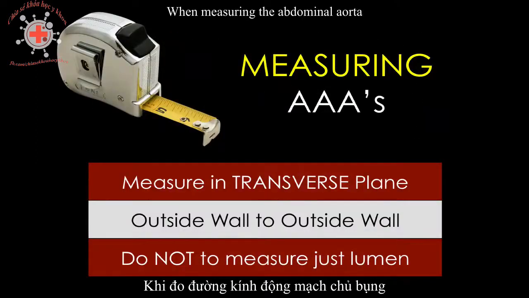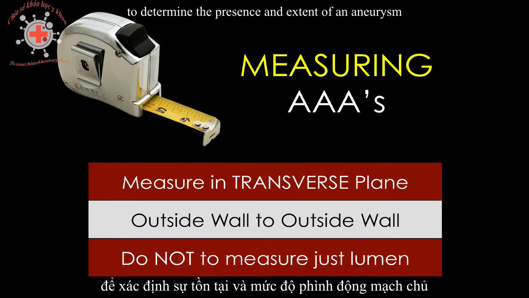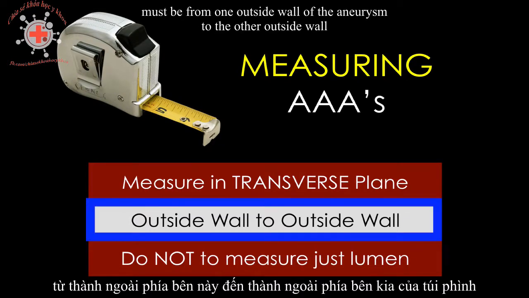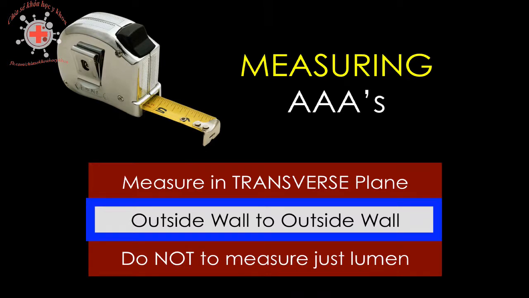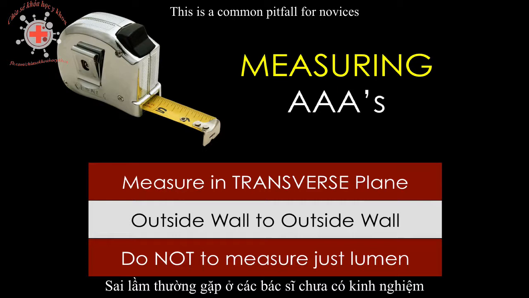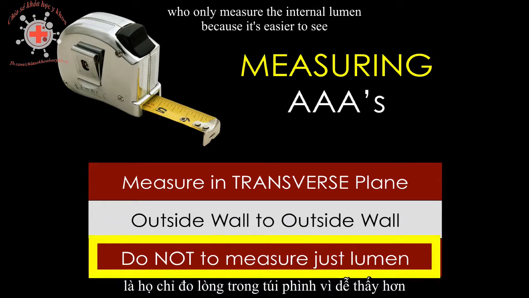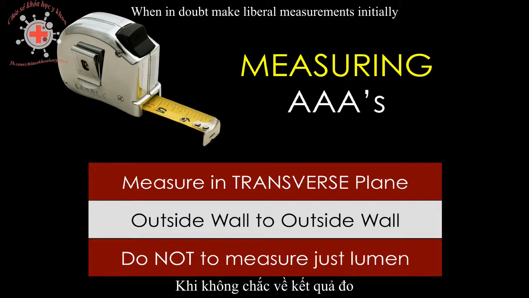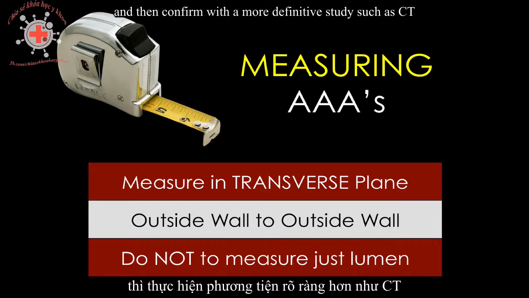When measuring the abdominal aorta to determine the presence and extent of an aneurysm, it is important to recall that the measurement must be from one outside wall of the aneurysm to the other outside wall. This is a common pitfall for novices who only measure the internal lumen because it's easier to see. When in doubt, make liberal measurements initially and then confirm with a more definitive study such as CT.